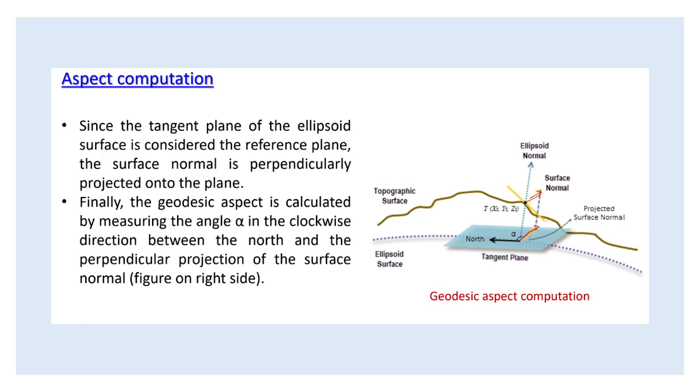So in this, we are doing this in a three-dimensional manner. Here you have a surface, a tangent plane, and then you have a surface normal, an ellipsoid normal. The surface normal is like, as the name suggests, on the surface, right? So that is projected onto the tangent plane, and then you determine the angle between that surface normal and the north. Then that measurement is done in the clockwise direction.